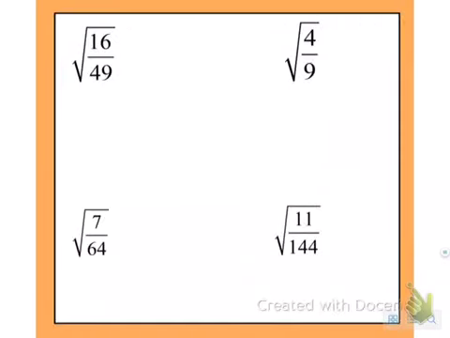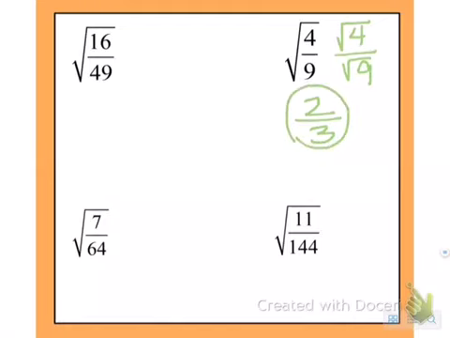So let's just pick a couple of these to work. Let's break up the square root of 4 over 9 to be the square root of 4 over the square root of 9. And you should know that the square root of 4 is 2 and the square root of 9 is 3. So the square root of 4 over 9 simplifies to be 2/3.